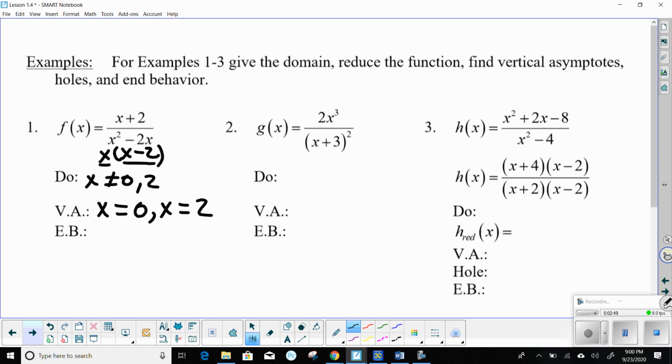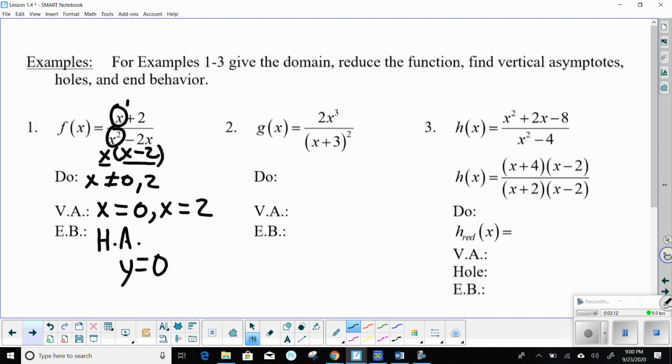End behavior. For end behavior, we compare the degree of the top and the bottom. The highest degree term is a degree 1 on top, a degree 2 on the bottom. The bottom's bigger. It's going to get bigger as x gets really big. It's going to get bigger faster, which means I'm going to have a horizontal asymptote at y equals 0.